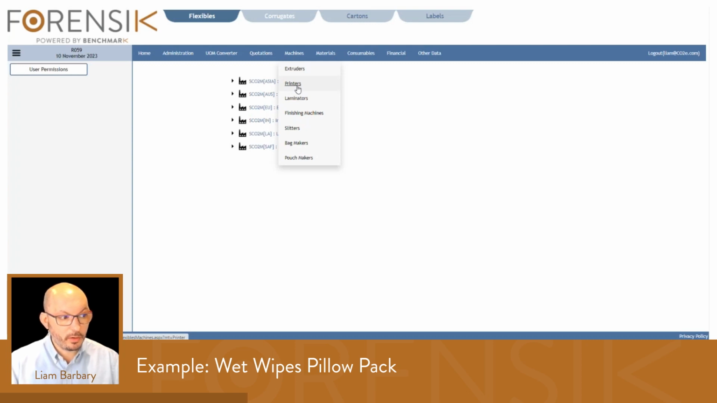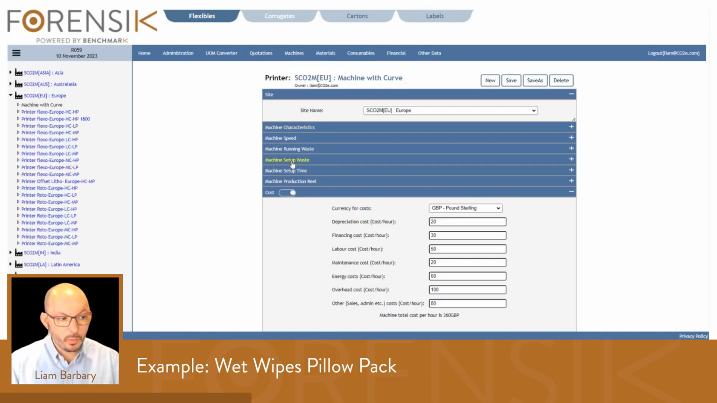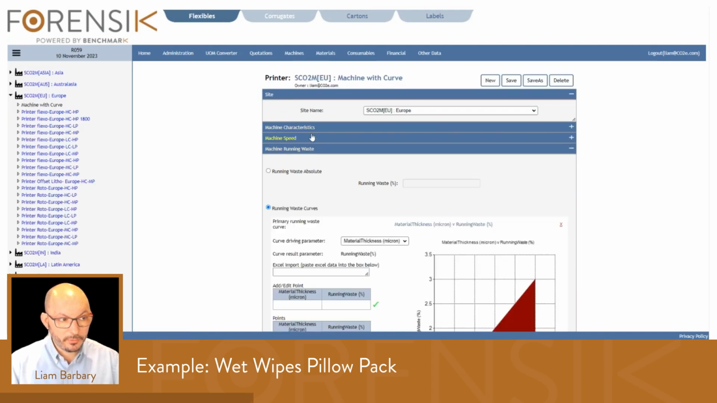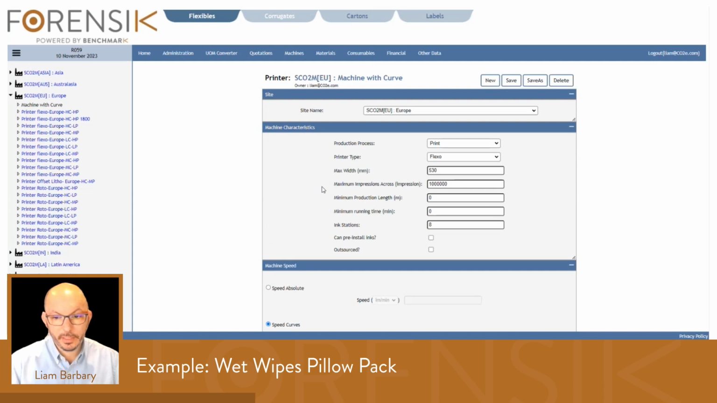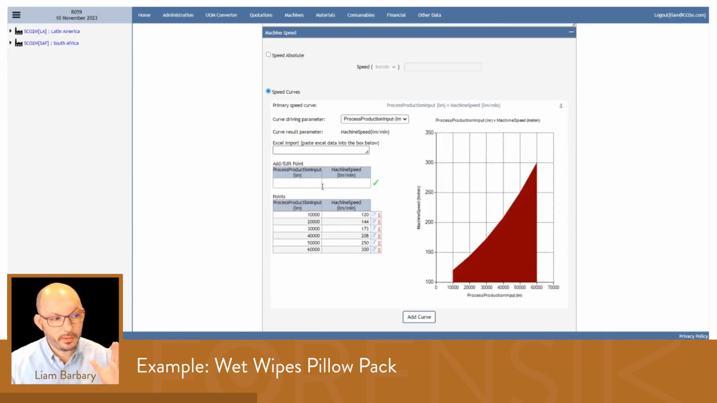Printers, something that a lot of the industry is going to be very used to. Obviously, when it comes to pricing, we wouldn't consider, for speed, for example, a simple average speed. For pricing, we would consider that really for a tiny small order quantity, say 5,000 square meters, 3,000 square meters, you're not going to achieve the machine's full potential speed.